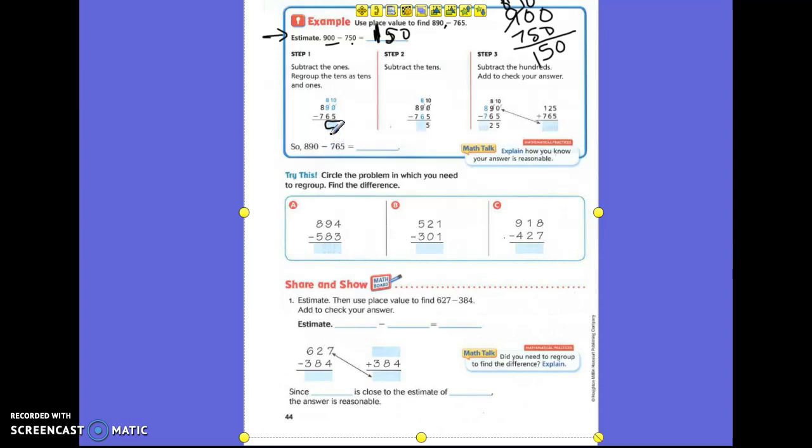Then you subtract the tens place. 8 minus 6 is what? 2. That one's easier. Didn't have to borrow that time, did we? And then you do 8 minus 7. 8 minus 7 is what? 1. So is 125 close to 150? Okay. Now let's check our answer by addition. Let's add all these numbers together. 5 plus 5 is 10.